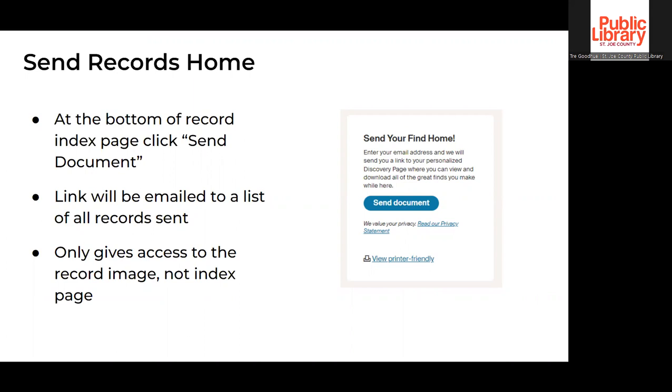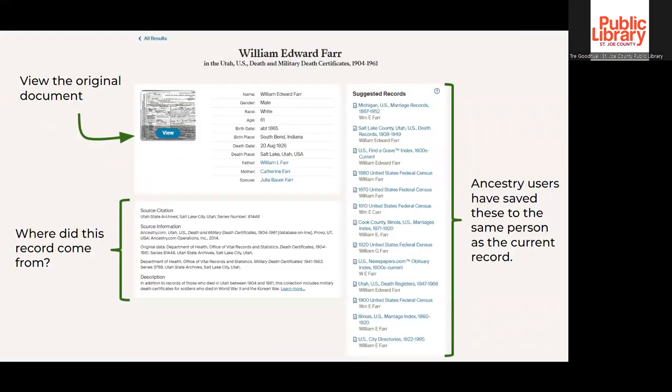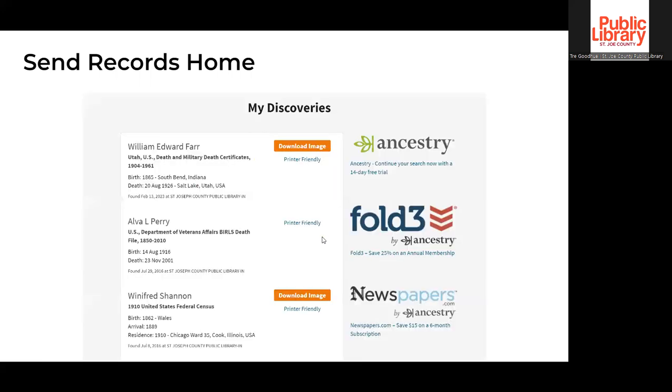You do have the option of downloading it to your flash drive and stuff, but this is another option. You can put in your email address and it will send you an email. And in that email will be a link that's unique to you. And it will give you access to the record image only, not to this page, but to the actual image. It will open a prompt to download it to your computer. But this is what the email looks like. It says, you've made a discovery at the library. Great, you have. And it will give you a list that says view your discoveries. That link will take you to a list that looks like this.